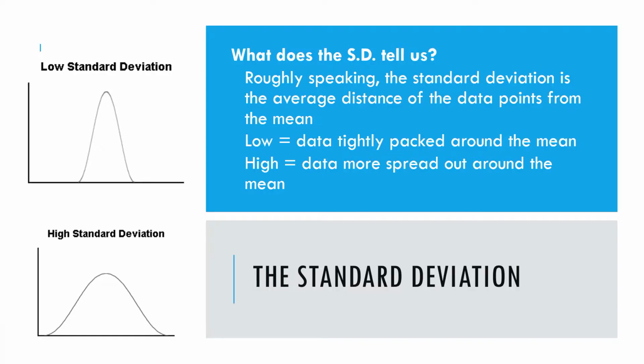So what does the standard deviation tell us in more layman's terms? Roughly speaking, the standard deviation is the average distance of the data points from the mean. When you have a low standard deviation, that means the data are tightly packed around the mean. If you have a high standard deviation, that means the data are more spread out around the mean.